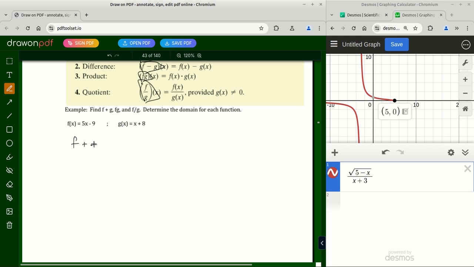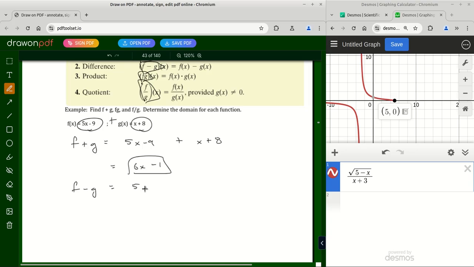So, it says find f plus g. So, I'm just going to say this thing plus this thing. That's all I'm doing. Look, we just did it. Yay! Combine like terms. So we got 6x minus 1 in the end. We're done. Let's do it again.